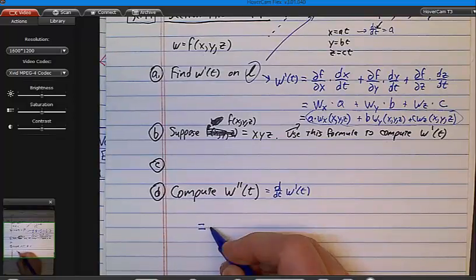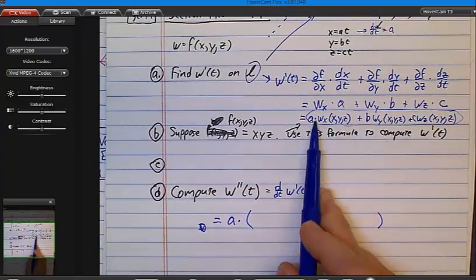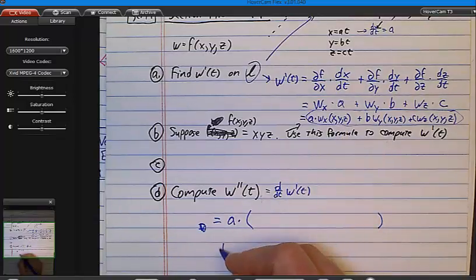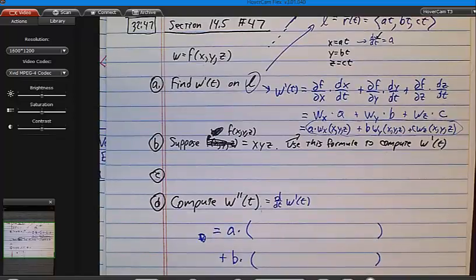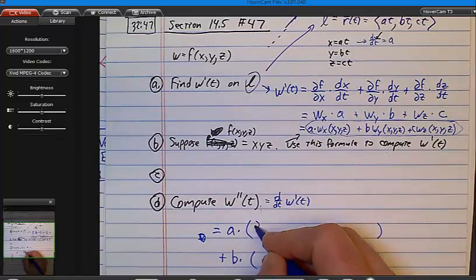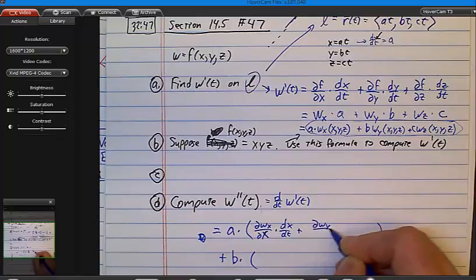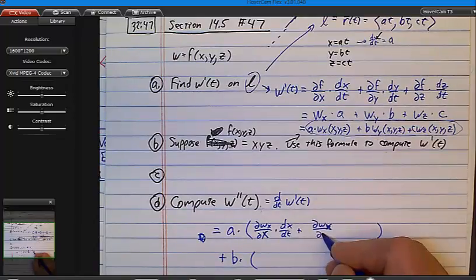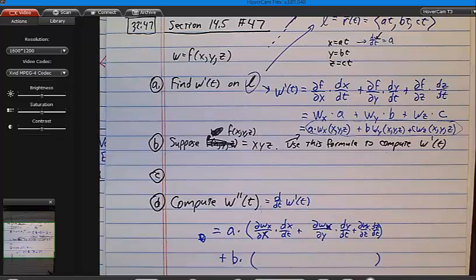So this is going to equal, I'm going to write A times a big mess. And the big mess is what I get when I take the derivative of Wx. Then I'm going to have plus B times a different big mess plus C times a different big mess. Okay, so what's the big mess? So I guess the chain rule says, when I'm doing the A part, A times Wx, it's going to be the derivative of Wx with respect to, let's say, x times dx dt, plus the derivative of Wx with respect to y times dy dt, plus the partial of Wx with respect to z times dz dt. That's just this piece.